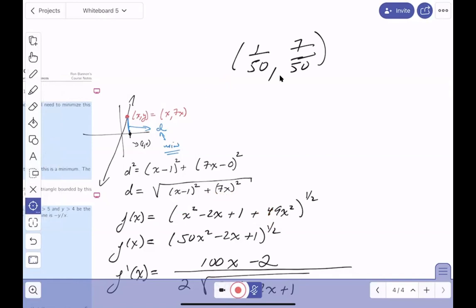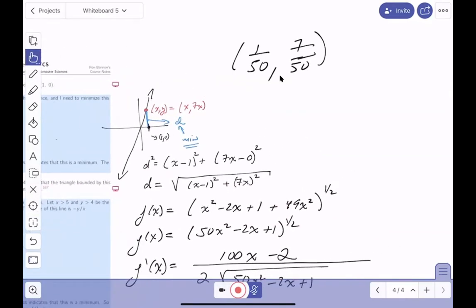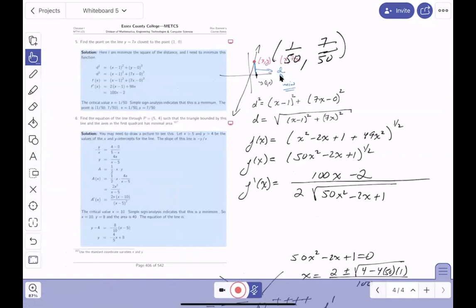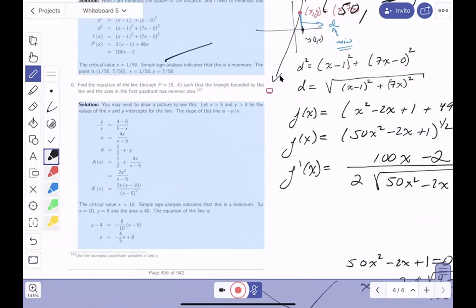All right, let's look at the key. Let's see if we got that. And what I mean by that, I'm looking at my key, and my key's over here. And I got it. I'm seeing the answer over here. All right, let's go to number 6.